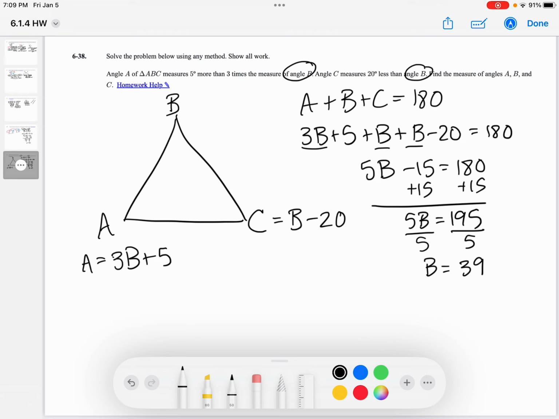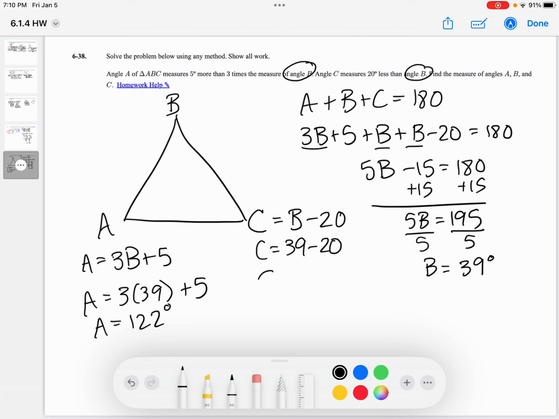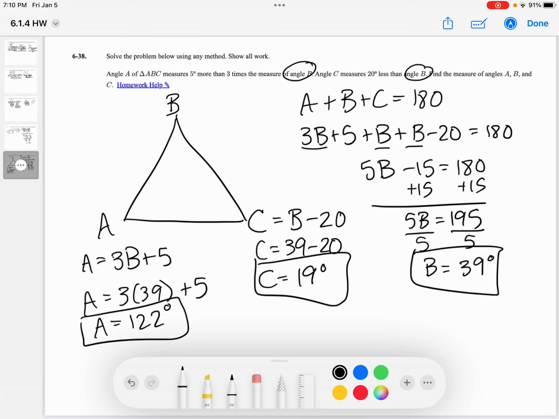Okay, so if b equals 39, let's see, what is a? A is 3 times 39 plus 5. All right, 3 times 39 is 117 plus 5 is 122. This is all in degrees. And c is 39 minus 20, so 19 degrees. So those would be my 3 answers. And let's just check, do they add up to 180? Let's see, 39 plus 19 is 58 plus 122. Yep, we're good.